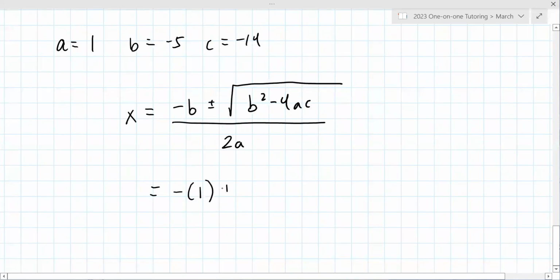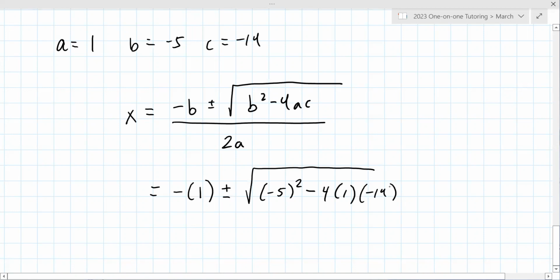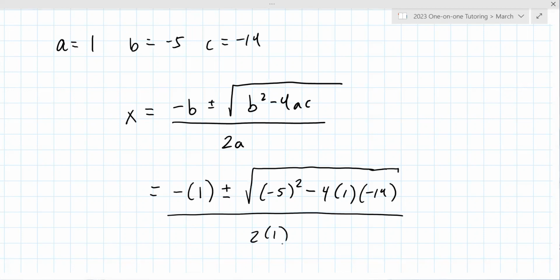So your next line should look something like the following. You're substituting for B, parentheses -5 squared, minus 4 times 1 times -14. Okay. Over 2 times 1. Does your next line or somewhere on your paper resemble this? No. Okay. Well, take a look here. This really is the primary step of this. I see where I went wrong.